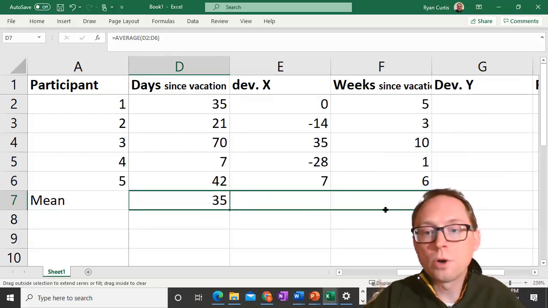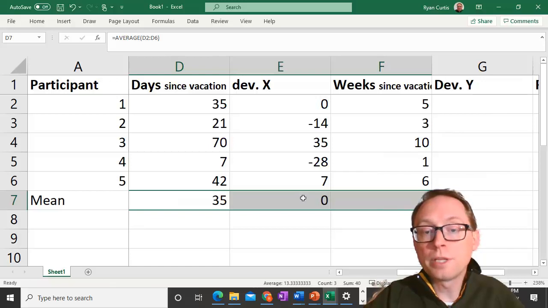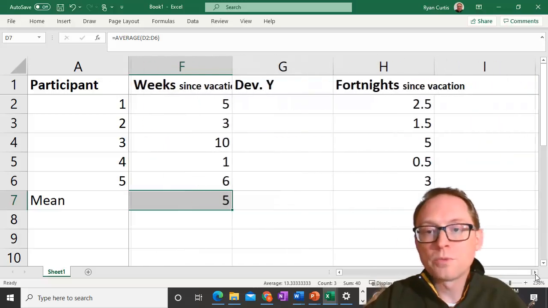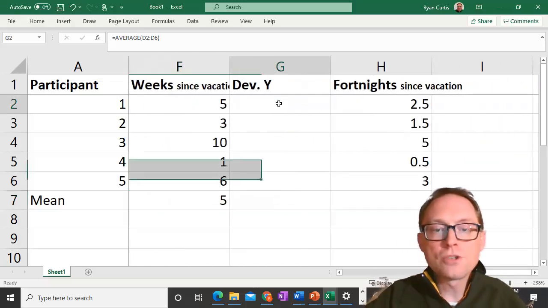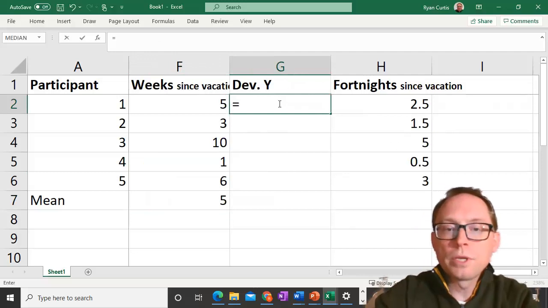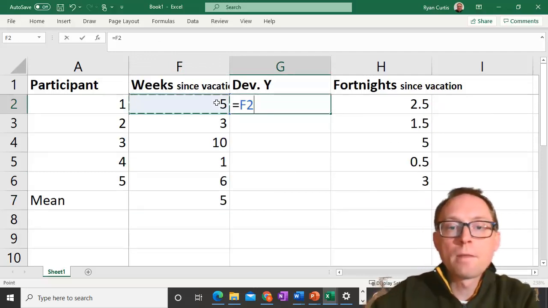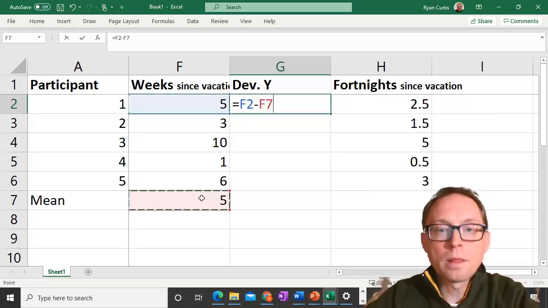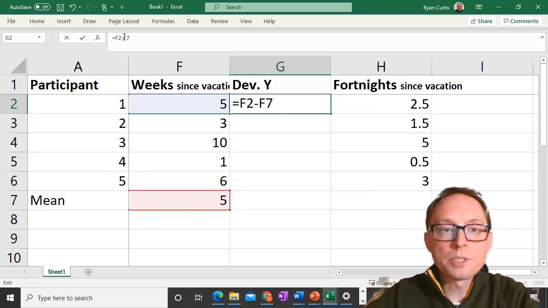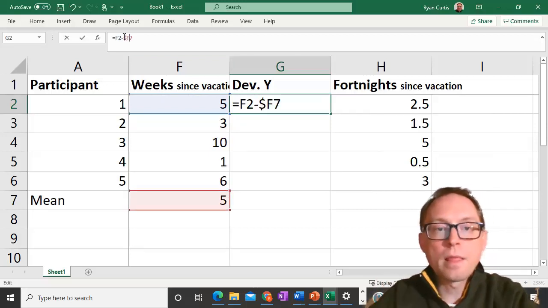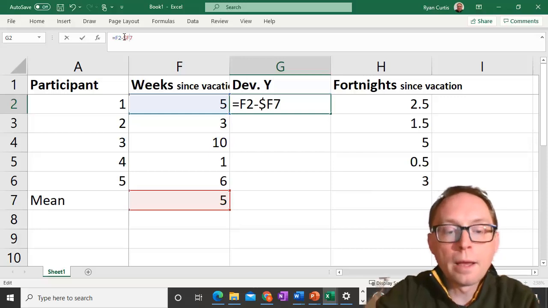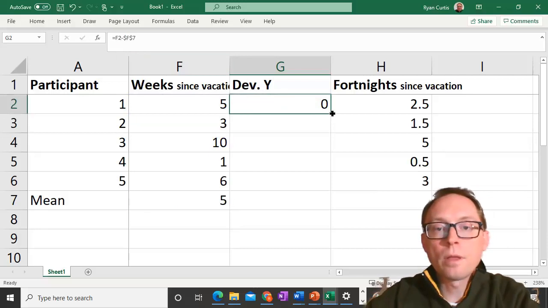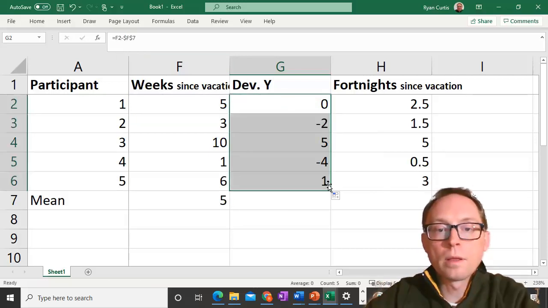So I'm just going to pull this over. Now, what's going to be the mean for the deviation of x? Oh, it's going to be 0. Look at that, because it's always 0. It has to be. All right, let's move this over so we can see it. Now we're going to do the deviation for y. So this is going to be y minus the mean. For participant 1, this is 5 minus 5. I'm going to put some dollar signs in there to keep it in place. And there we go, here we get each of those deviations.